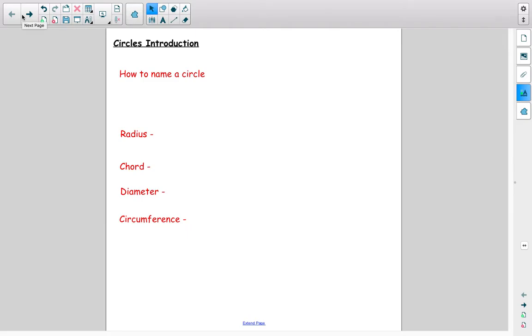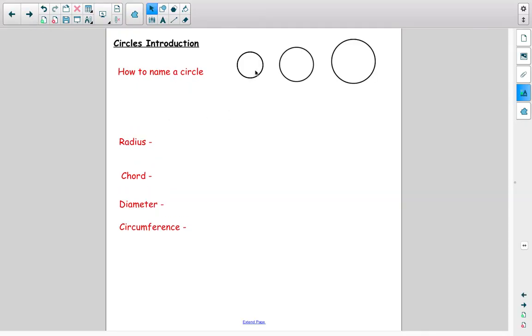Well, welcome. We're going to do some circles introduction. So the first thing we're going to talk about is how to name circles. And then after that, we're going to talk about, well, what is the radius of a circle? What is the chord of a circle? A diameter and circumference. Some of these I think you are familiar with, but we're going to go over all of them anyway. So how do you name a circle?